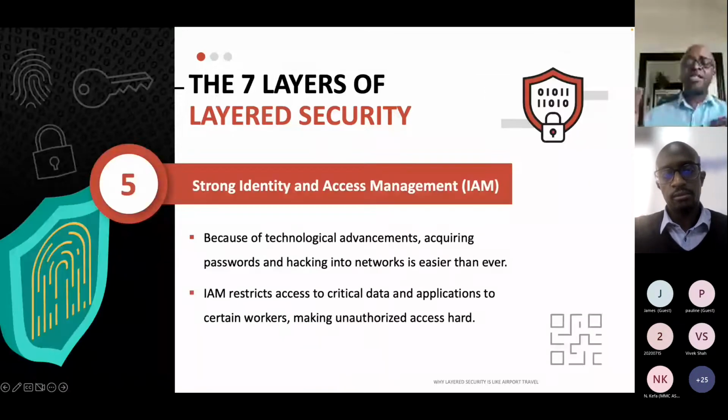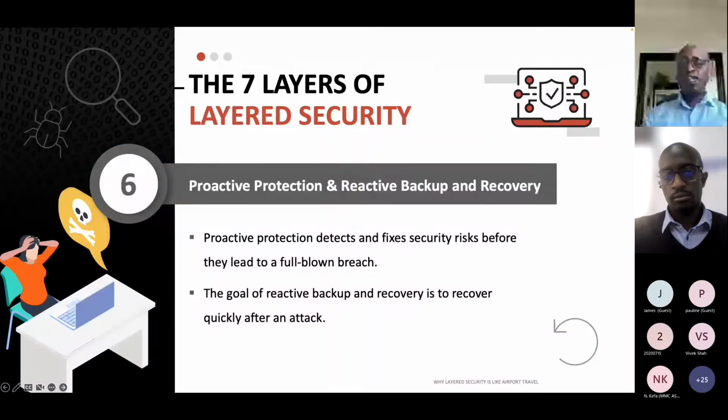Identity and access management ensures that the right people and job roles in organizations have access to the tools they need to do their job. The goal here is to make unauthorized access near impossible. So this basically just controls access to tools, to resources, depending on the job roles and levels, so that ultimately those who need to have access are the only ones who have access at any one particular point. The other one is proactive protection and reactive backup and recovery.